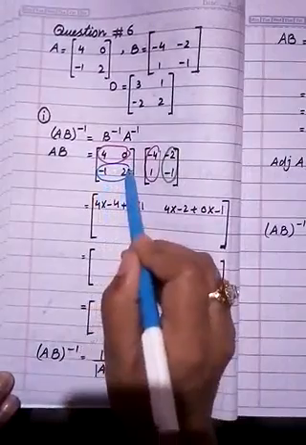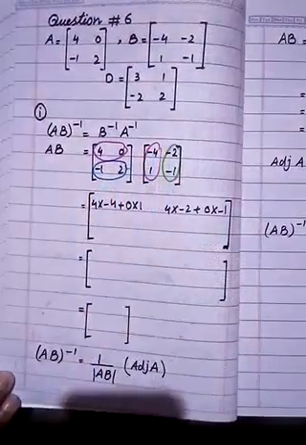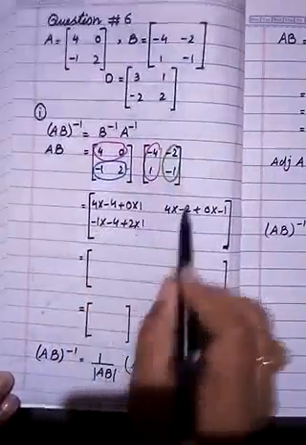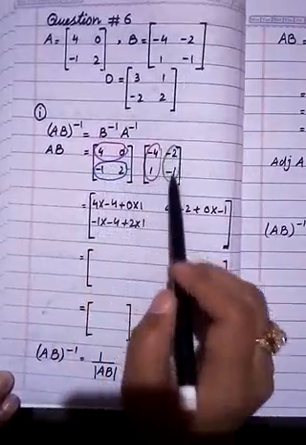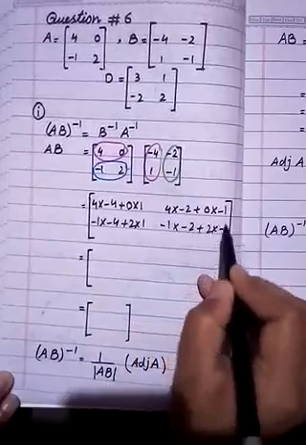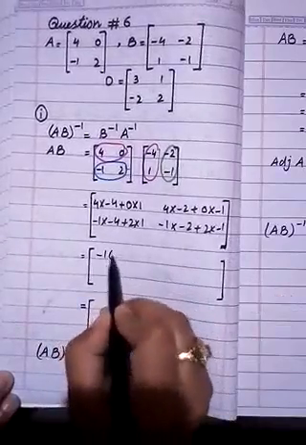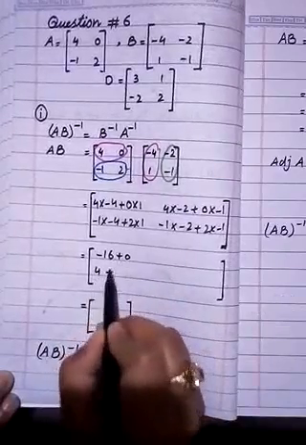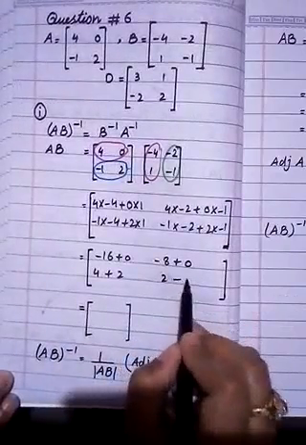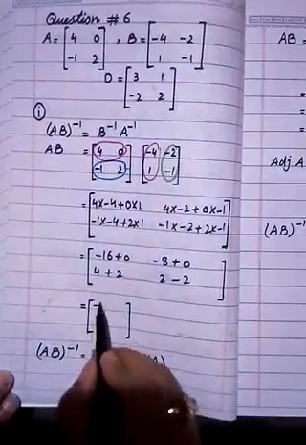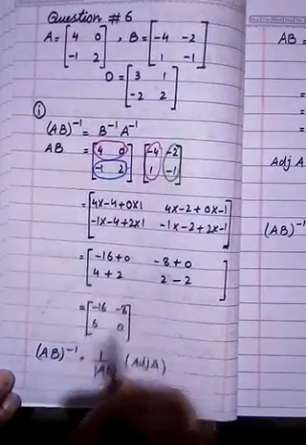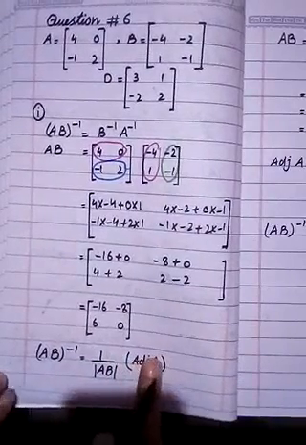This is the second row. Second row multiply by again first column. Minus 1 multiply by minus 4 and 2 multiply by 1. Now, same, this second row multiply by second column. Minus 1 multiply by minus 2 and 2 multiply by minus 1. Now, after simplification, minus 16 plus 0, 4 plus 2, 8 plus 0 and 2 minus 2. So it will be minus 16, 4 plus 2 is 6, minus 8 and 2 minus 2 is 0. That is the answer of A and B multiplication.